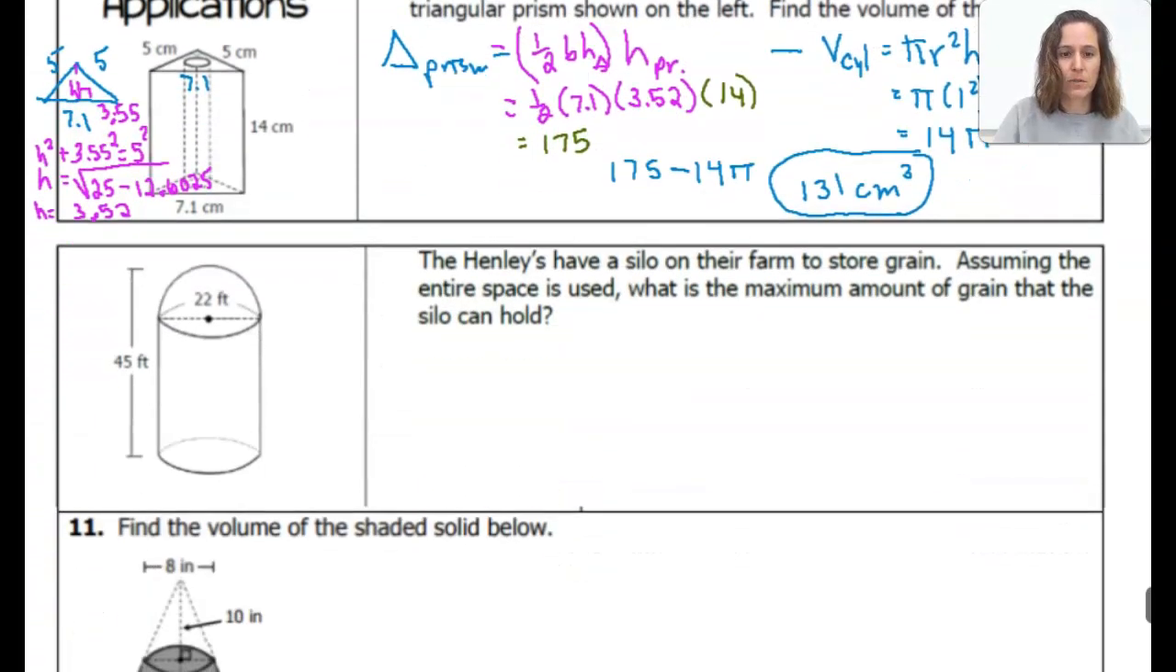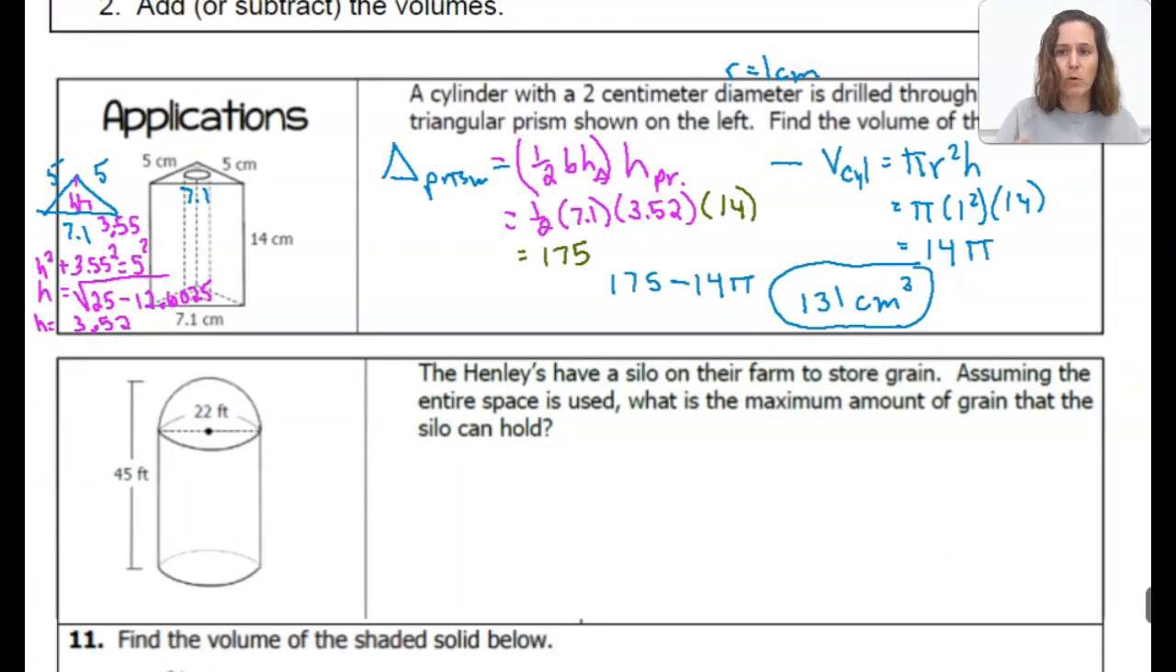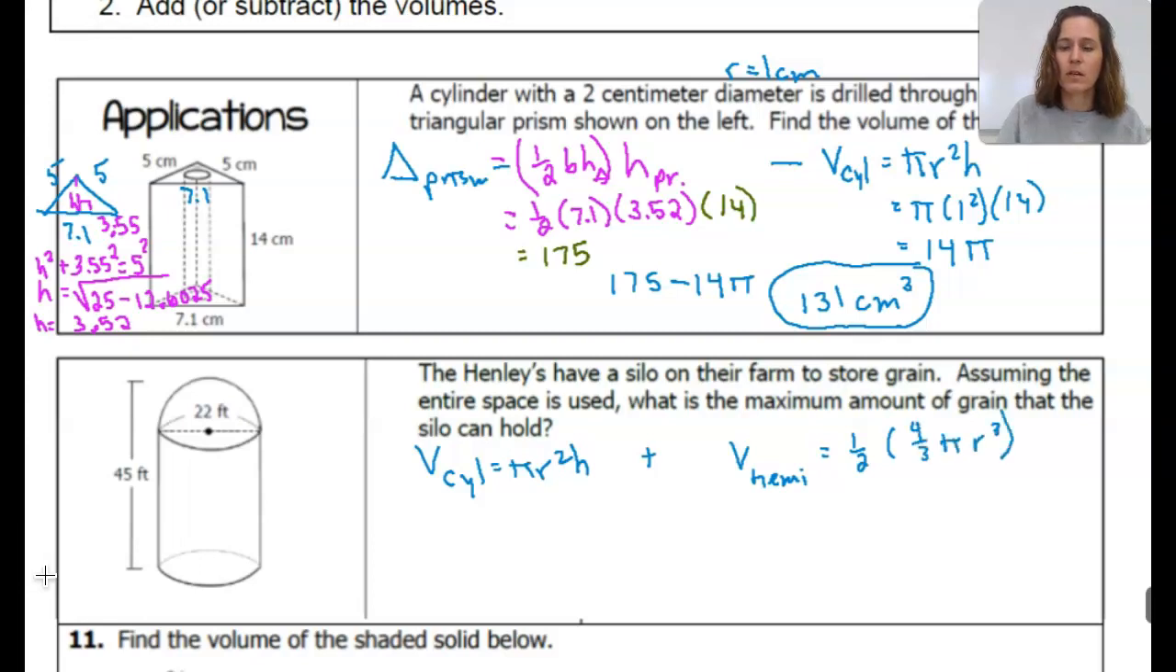Our next example is going to be a composite figure where we're adding two figures together. You would have to add the volume of your cylinder to the volume of your hemisphere. The volume of the cylinder, again, is pi r squared times h. The volume of the hemisphere would be half of a sphere whose volume is 4/3 pi r cubed. Now we can plug in everything that we know.